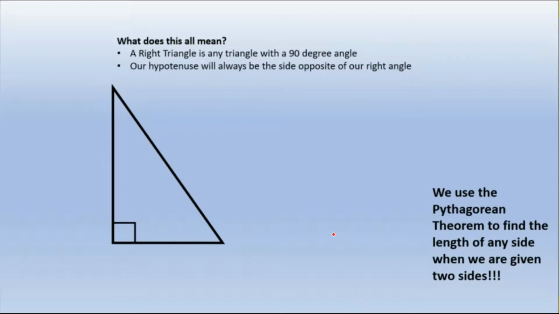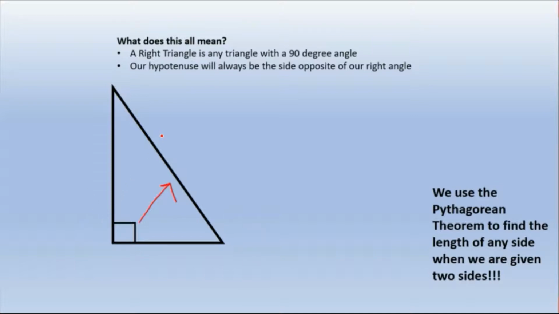So what does this all mean? Well, a right triangle is any triangle with a 90-degree angle. So here we have a triangle that has 3 sides, but this one's very special because this little square here symbolizes that this is a 90-degree angle, which makes it a right triangle. And also, we have a hypotenuse, which is always the side that is opposite of our right angle here. So our right angle pretty much just points at the hypotenuse. Alright, and these 2 sides here, we just call them legs. So they're not the hypotenuse, but they're the legs.